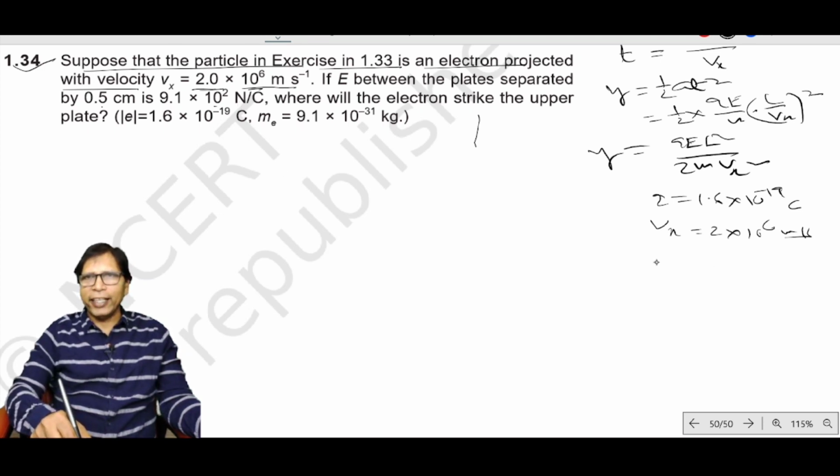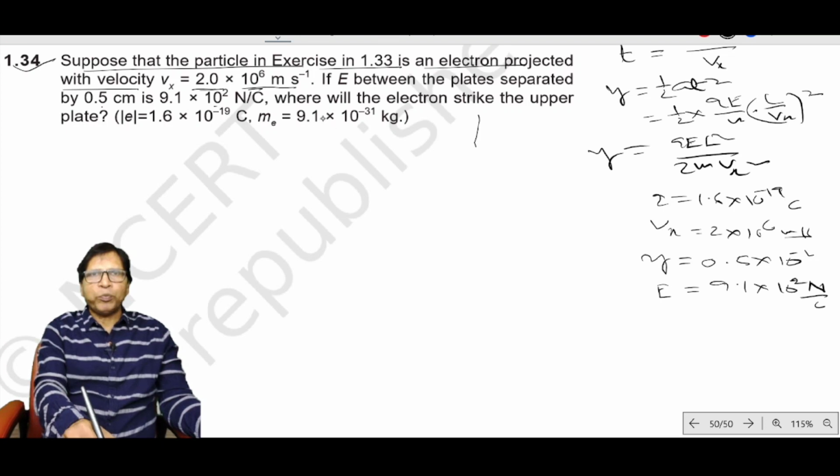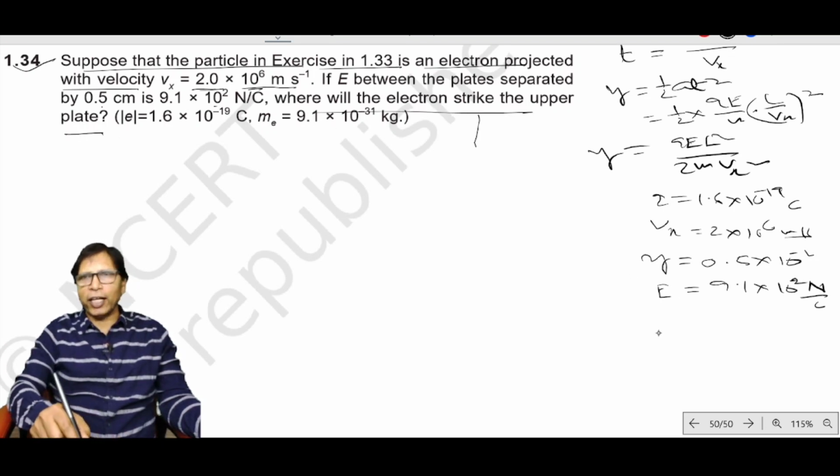So look at this. Here y equals 0.5 centimeter, so this is 0.5 into 10 to the power minus 2. And here electric field E is 9.1 into 10 to the power 2 Newton per coulomb. Where the electron strikes the upper plate, we have to calculate L.